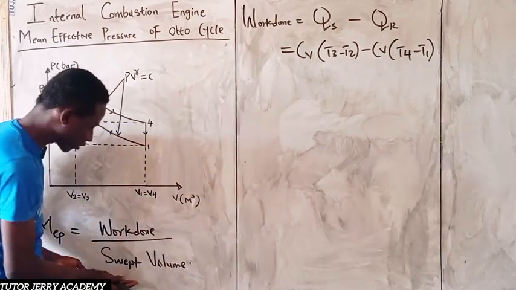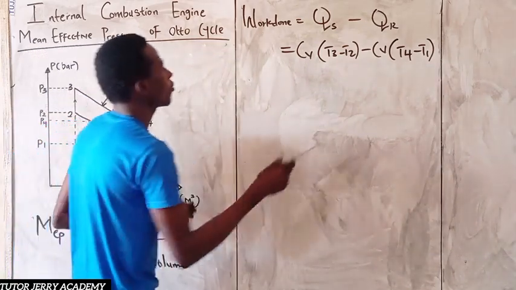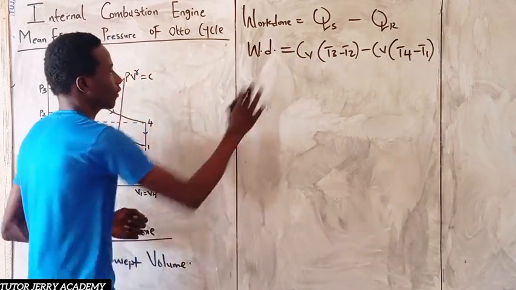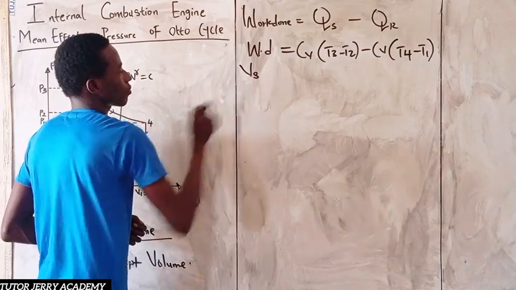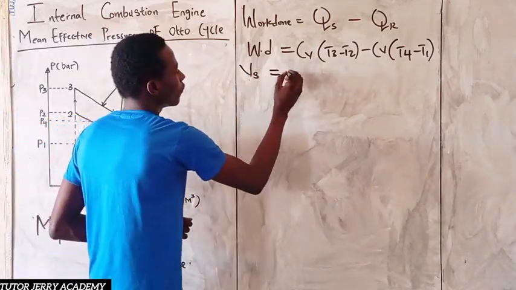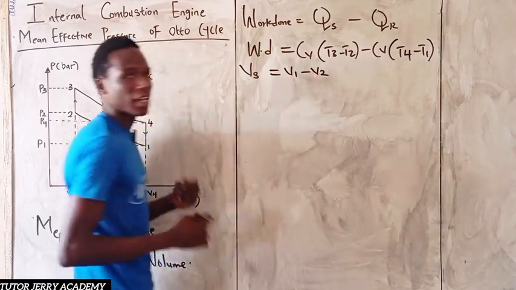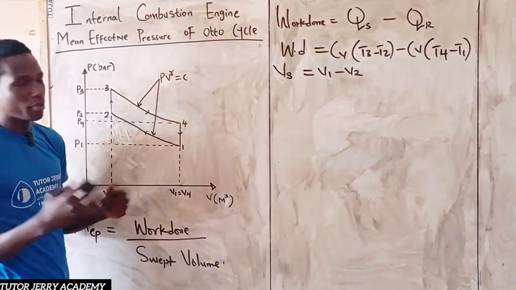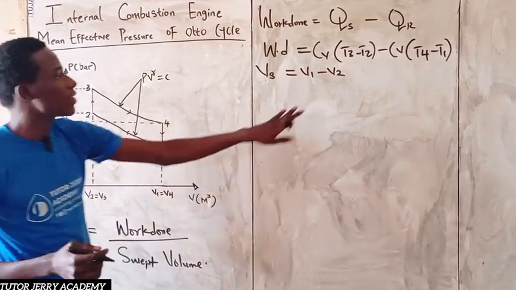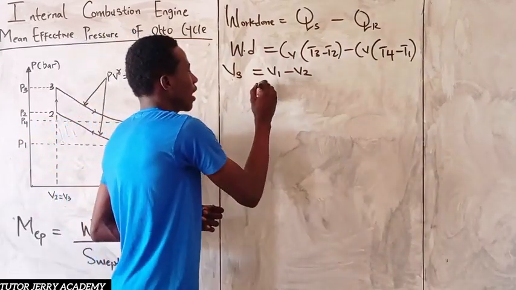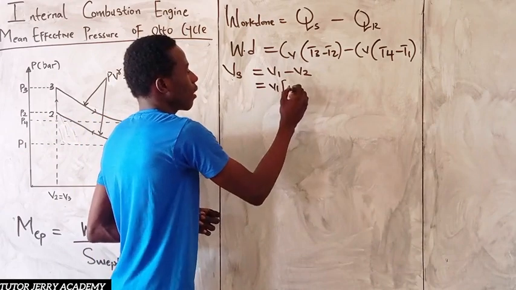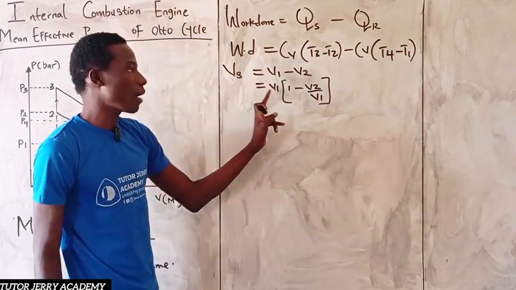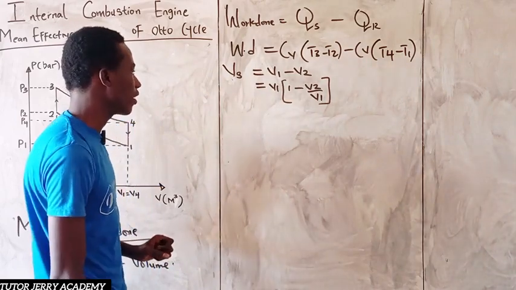I'm going to be bringing out my relation for swept volume. So let's do that. Now, for swept volume, V subscript S, this will be equal to V1 minus V2. Like I said before, swept volume is nothing but the volume at the beginning of compression minus the volume at the end of compression. So let's proceed. I can rewrite this V1 minus V2 as V1 into the bracket of 1 minus V2 all over V1. Of course, if I clear this bracket by V1, I'm going to have what I have above here.